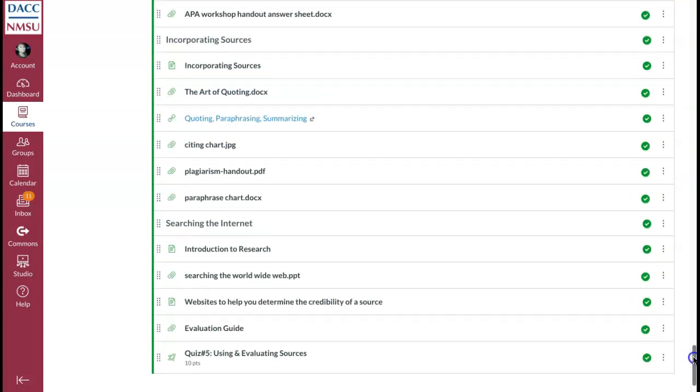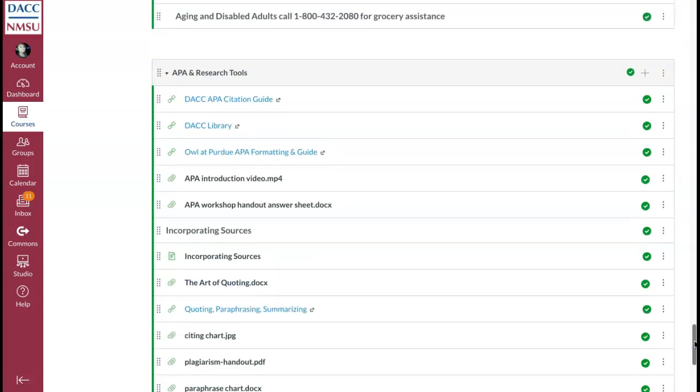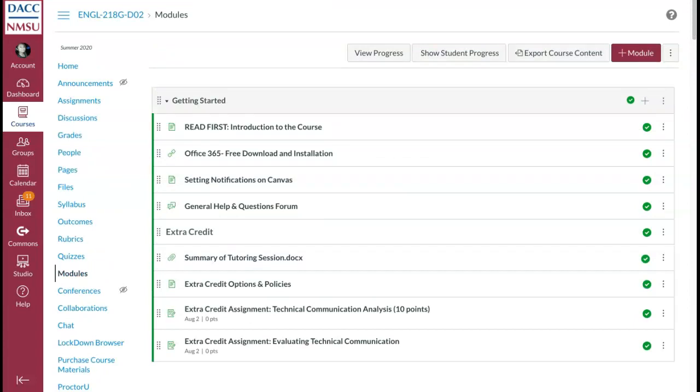One of the things I'll mention about this is that APA is not really covered in this class because that's something that you learned in English 111. However, I know that sometimes people took English 111 a long time ago, so that's why I have this here to kind of refresh your memory. However, if you do need any help with APA, I can always help you.